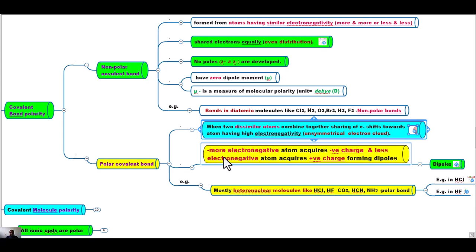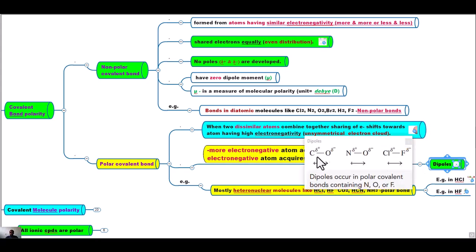This is one. Another thing is the more polar bond is formed from more electronegative atoms. In the polar bond, the more electronegative atom acquires a negative charge, and the less electronegative atom acquires a positive charge, and it forms a dipole. For example, consider the bond between carbon and oxygen. Oxygen is the more electronegative atom, so it acquires a partial negative charge, and carbon is less electronegative, so it acquires a partial positive charge, and the like.